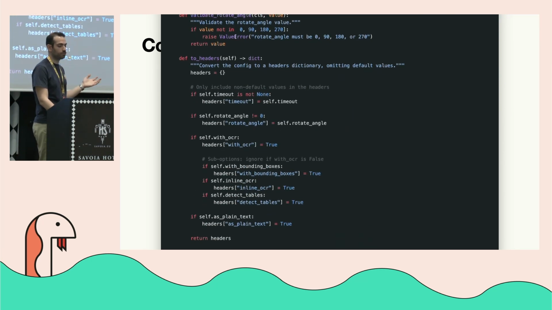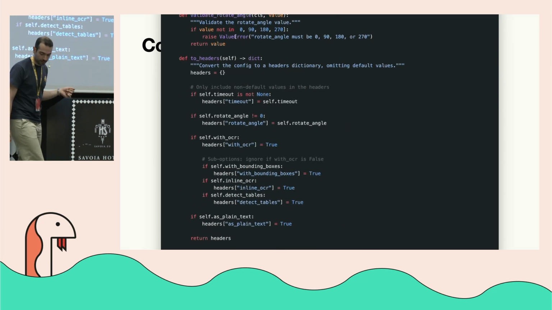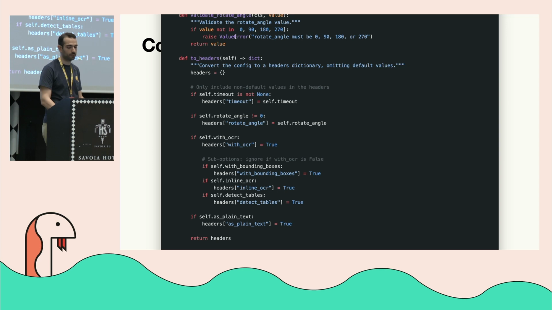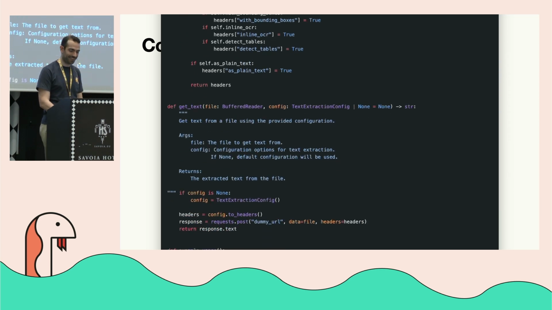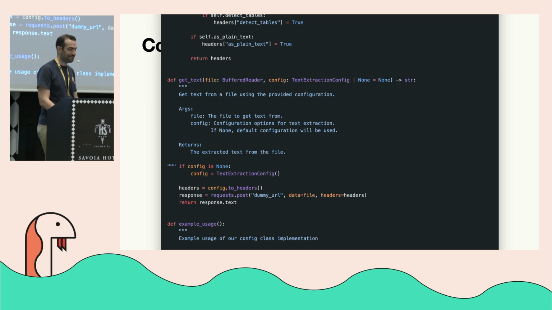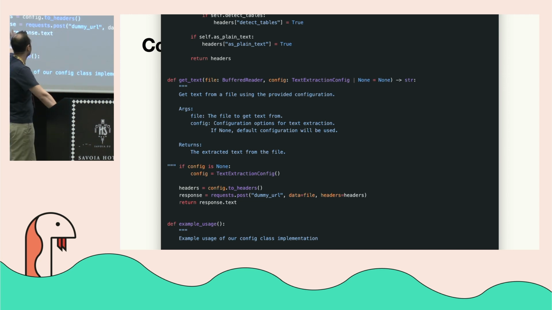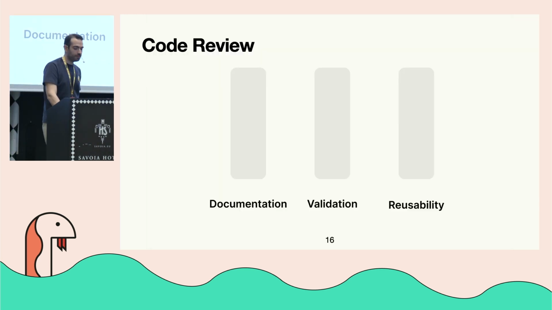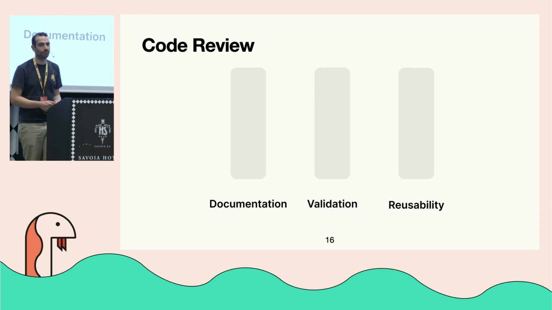We're still doing the construction as we used to before, and we still support the sub options. So now if the with OCR is set, only then do we check the sub options here. I think the sub options, oh, I shouldn't comment yet, again. And in the getText function, we're just constructing the class and calling two headers and passing that into the request.post. So what do we think of this documentation-wise?